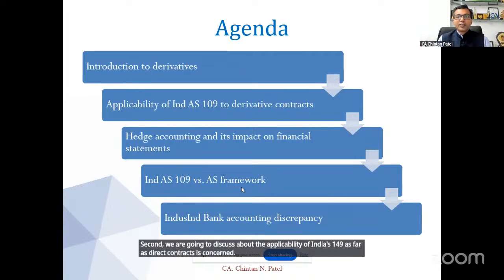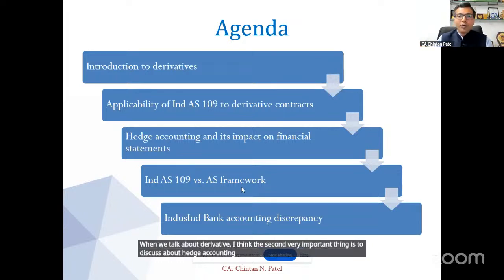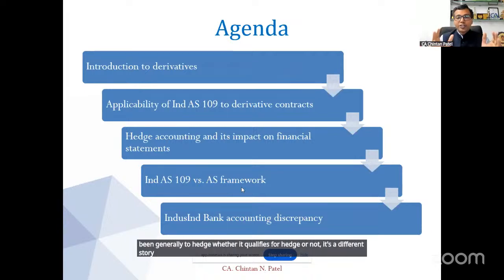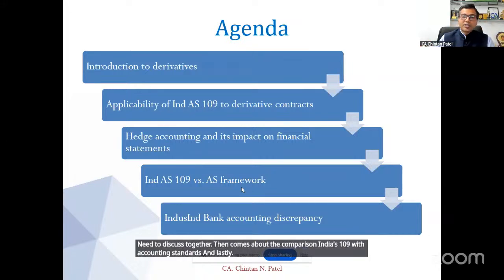When we talk about derivatives, the second very important thing is to also discuss hedge accounting, because the primary purpose of derivatives is generally to hedge. Whether it qualifies for hedge accounting or not is a different story altogether. However, hedge accounting and derivative accounting both need to be discussed together. Then comes the comparison of Ind AS 109 with other accounting standards. And lastly, we'll also talk about the story so far available in the media on the IndusInd Bank derivative accounting discrepancy.